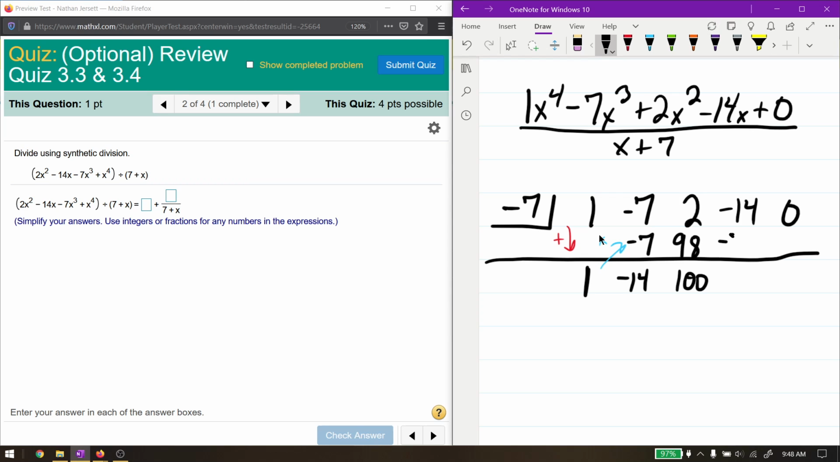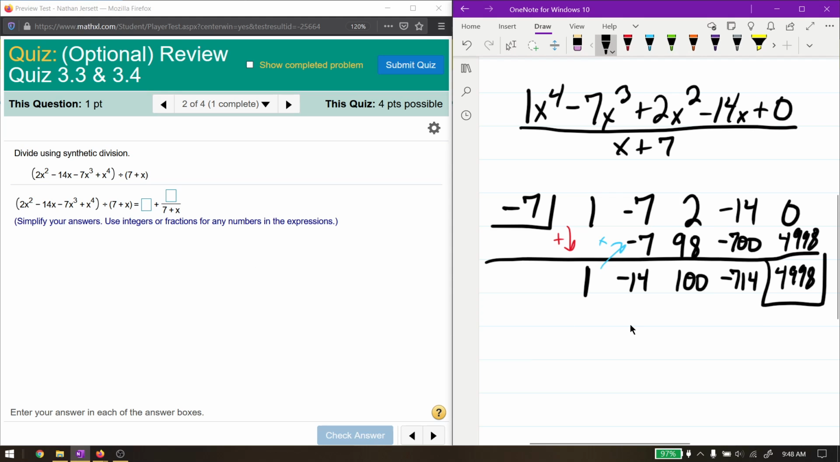100 times -7 is -700. Add going down, -714. And finally, we're going to multiply going diagonally up. Negative times negative is positive, and we get 4998. Add going down, that is the remainder. So it's not 0, which means this is not a factor of this polynomial, but it does give us the division there.